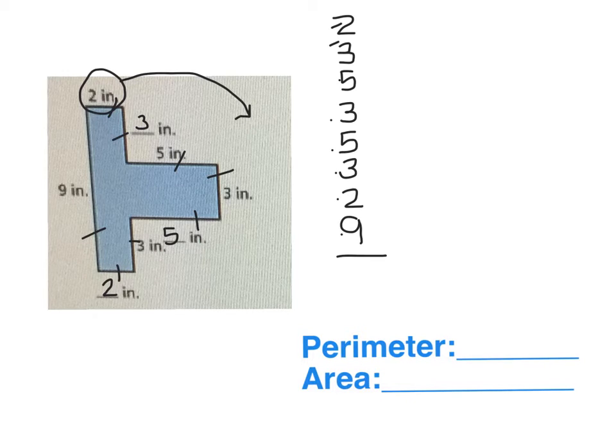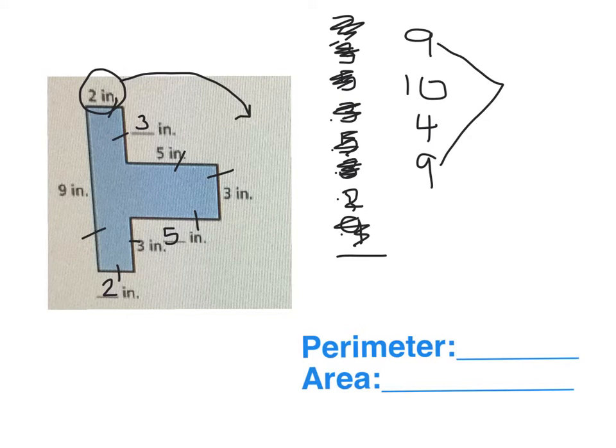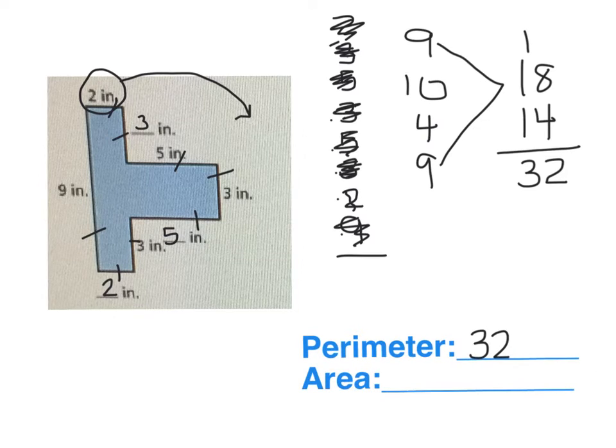Now I can start adding up my numbers. I'll get rid of my 3s: 3, 6, 9. My 5s: 5, 10. My 2s: 4. And my 9. Then I'm going to combine my 9s, which is 18. 10 and 4 is 14. 8 plus 4 is 12. Add up my 1s. My answer is 32 inches.